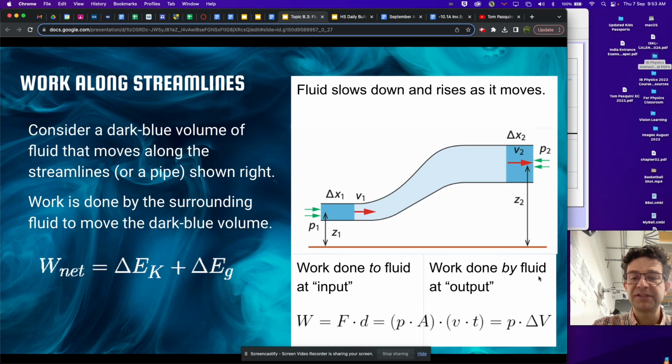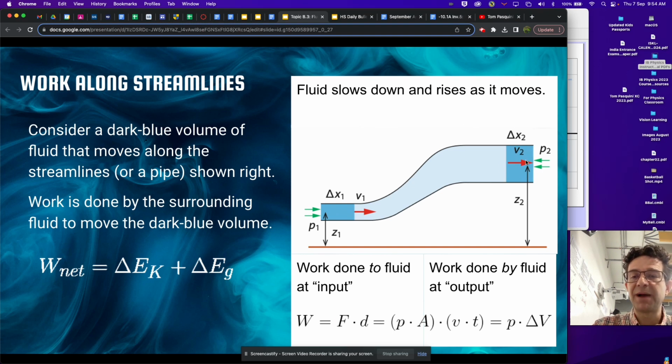You can do the same thing with the work that this fluid does when it goes out of the pipe. On the way out, it does the opposite. The work is being done by this fluid on the fluid that's not shown over here. The calculation is going to be exactly the same. The difference is that this is work done onto the fluid that's coming in, and this is work being done by the fluid that's going out.